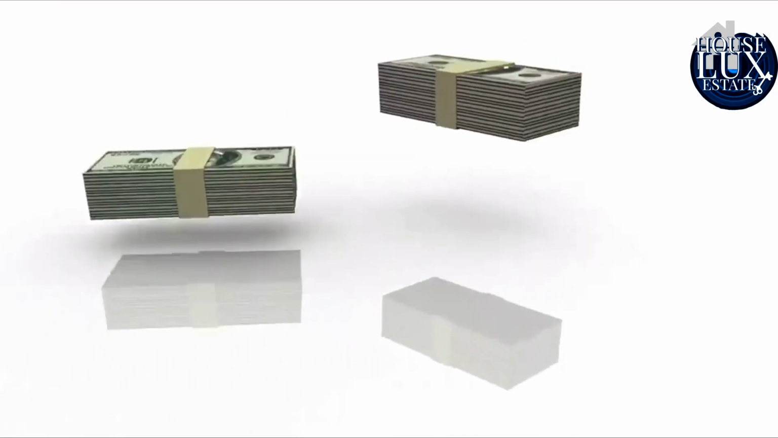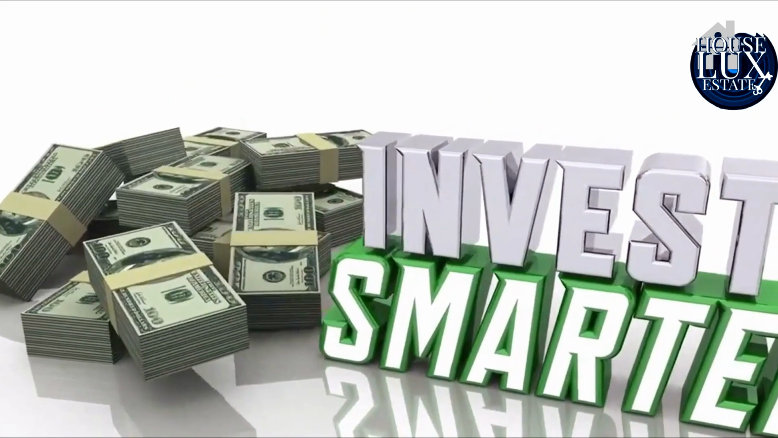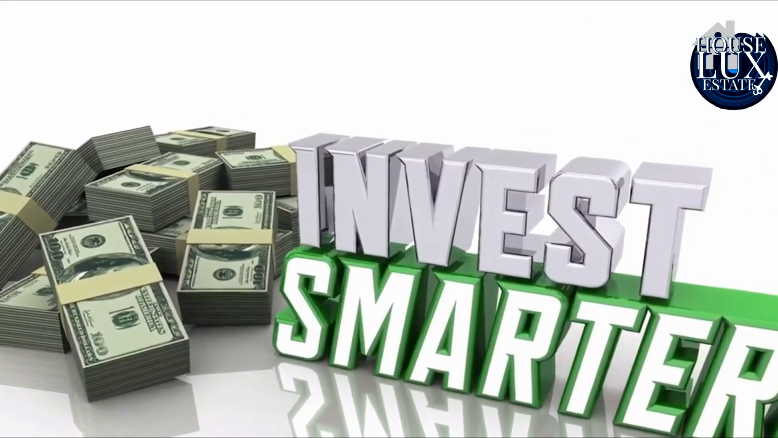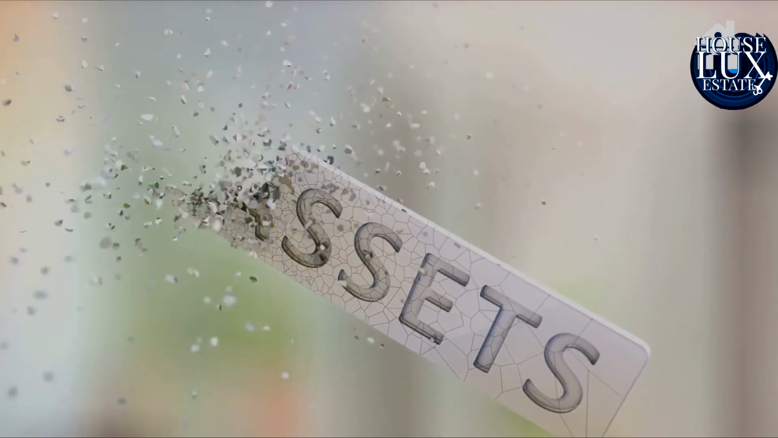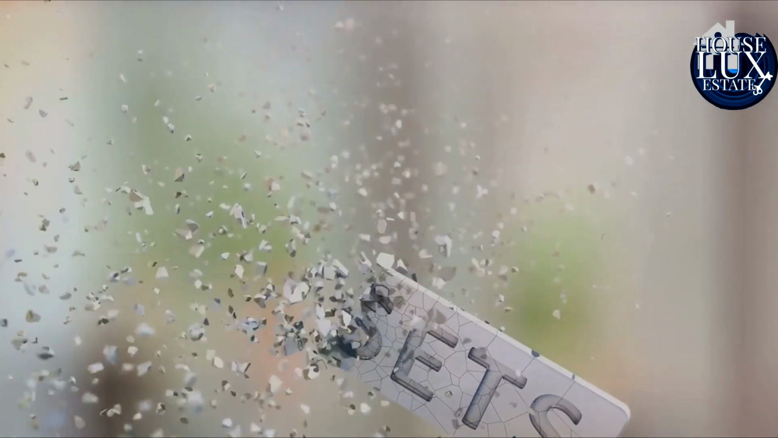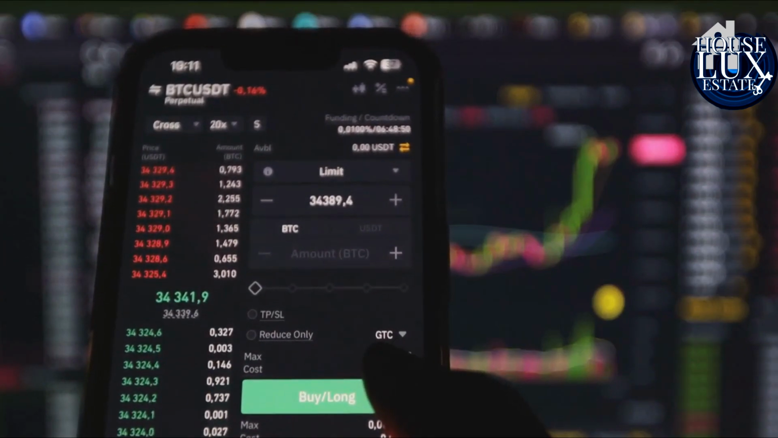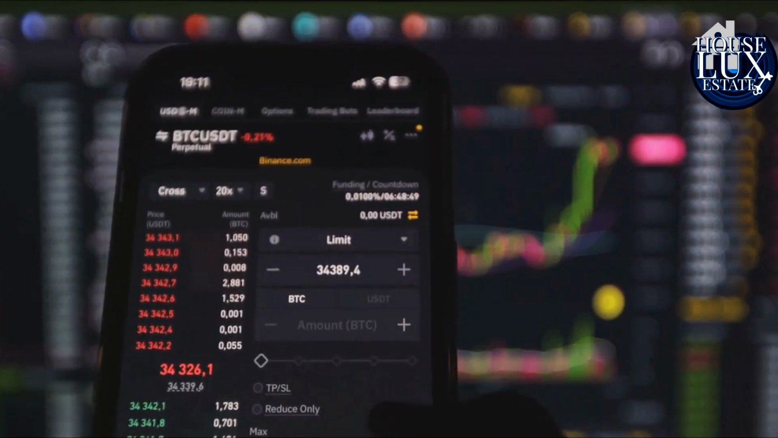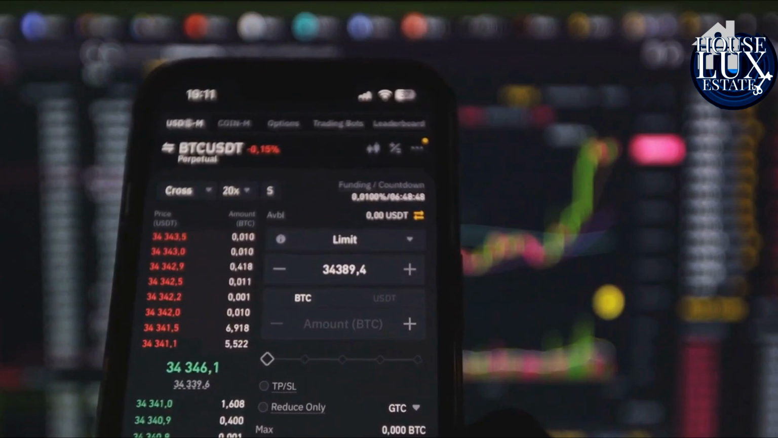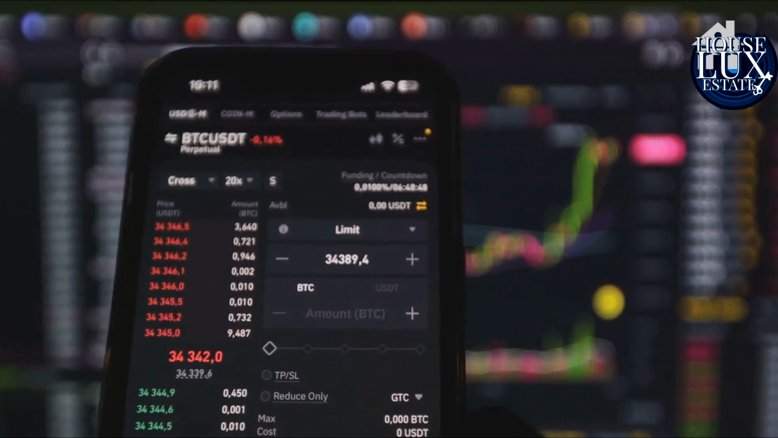Now let's talk about portfolio adjustment. This is where you rebalance your investment mix to align with your financial goals and risk appetite. If one asset class is overperforming and now represents a larger portion of your portfolio, you might sell some of it off to invest in other underrepresented asset classes. This is not about chasing returns, but about maintaining a balanced and diversified portfolio.